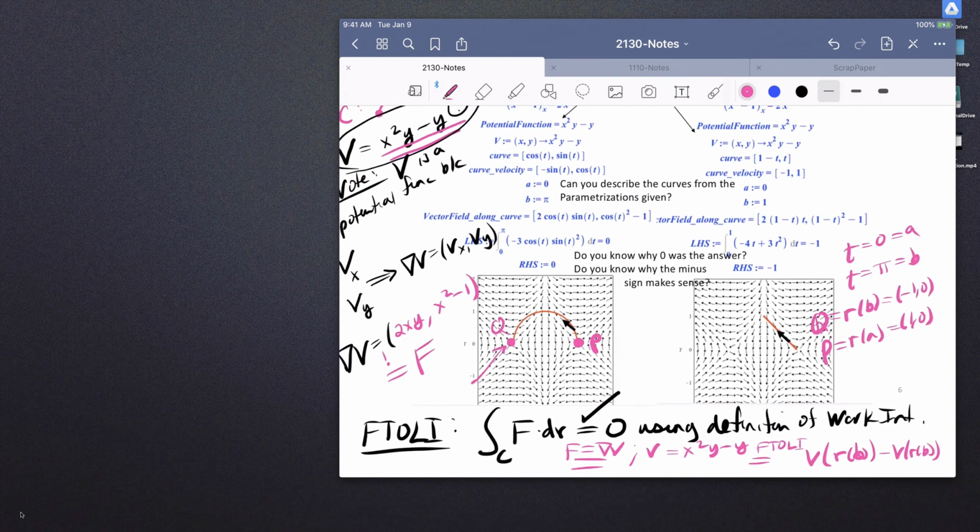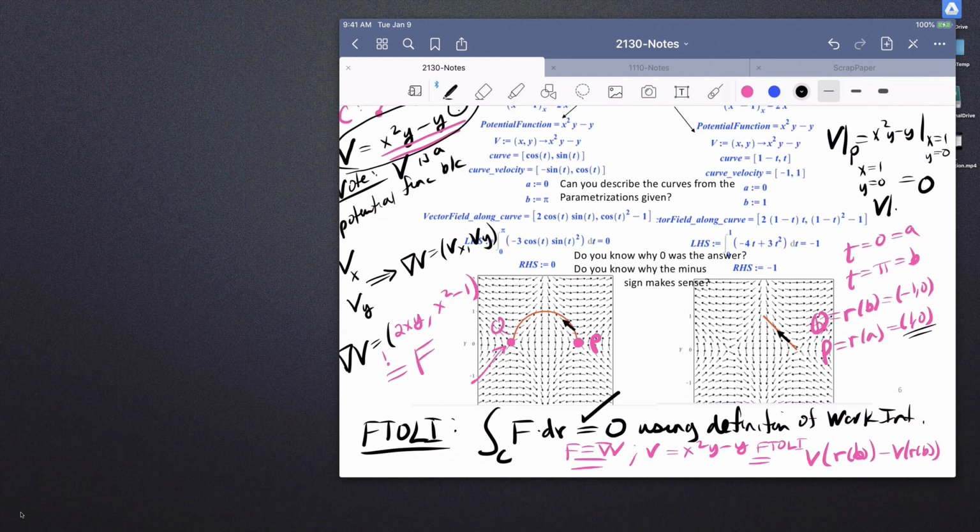Okay, we now need to evaluate the potential function at the point P. The point P is x equal to 1, y equal to 0. So if you take x squared y minus y and evaluate it at x equal to 1, y equal to 0, you will get 0.